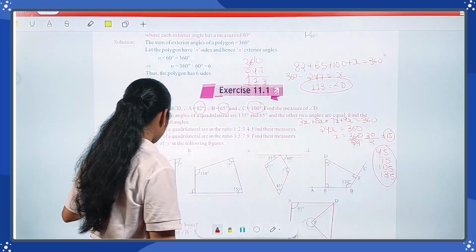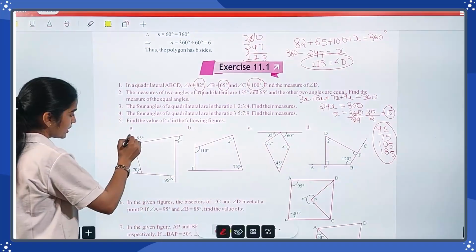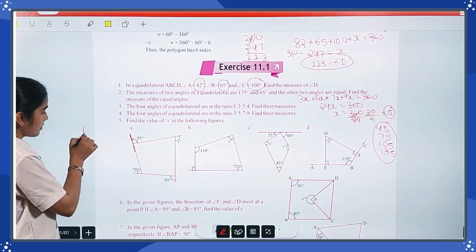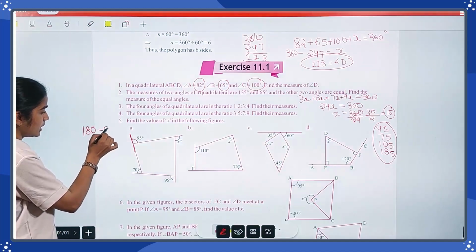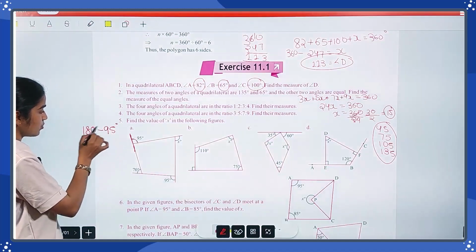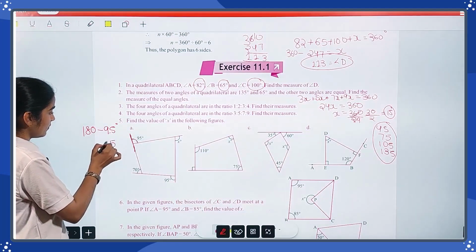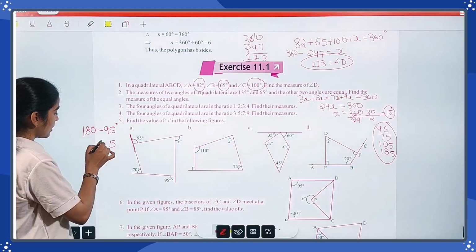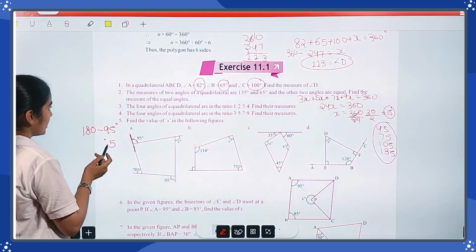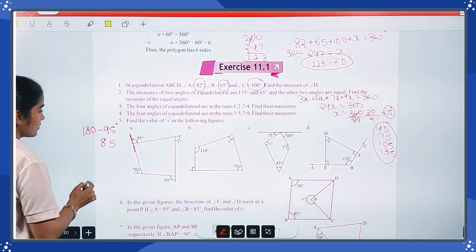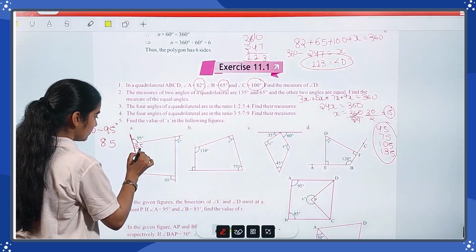Next, these are the questions we have and we already know this. It is a linear pair. So the sum of a linear pair is 180, 180 minus 95. So 100 minus 15, so 5 and 17 minus 9, 7 and 10 minus 2, 8. 85 is your answer. Here we have 85.